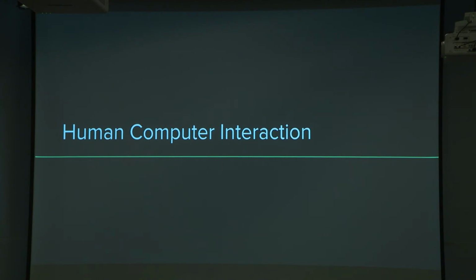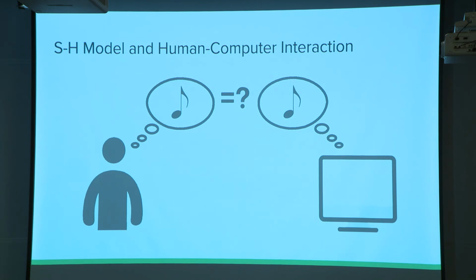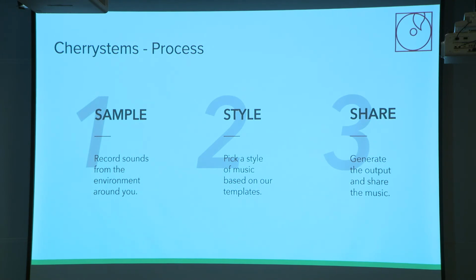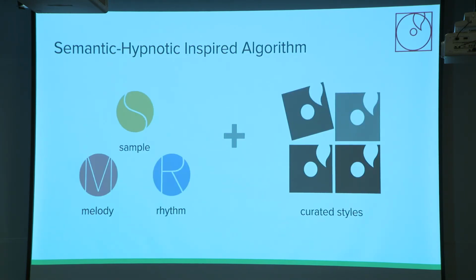So I tried to apply this to human-computer interaction with my startup Cherrystems. And I believe that we can have a marriage between the representation of the way humans think of music and the representation in a computer. So the process for Cherrystems is that you sample things in your environment. Like you can sing a melody, you can tap a rhythm, you can record a sample, and you pick a style of music, and then you can share the music that's generated for you. So here's what that looks like. And the whole point is to realize the user's musical ideas without the user having to know anything about music. And what this boils down to in terms of semantics and hypnotics is that the user is providing semantics, and the hypnotics are provided by the app.